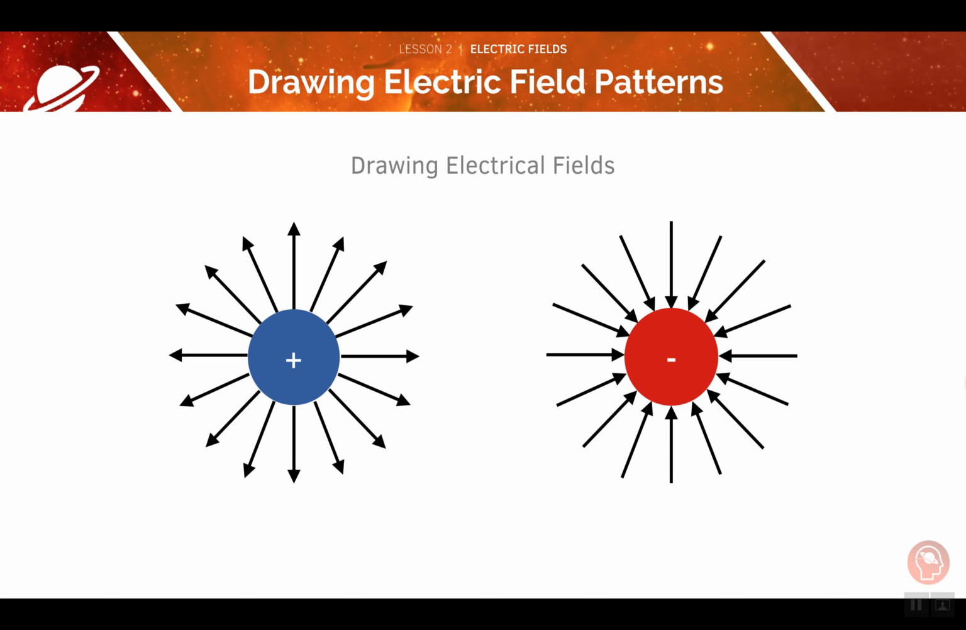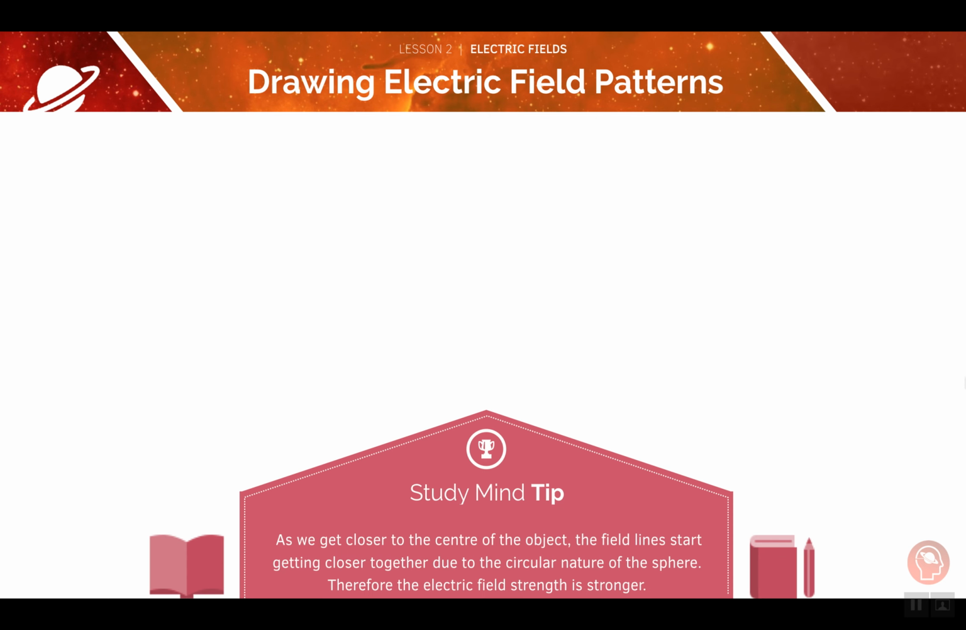As you can see here, a positively charged sphere has the field lines pointing away from it, whilst the negatively charged sphere has the field lines pointing towards it. As we get closer to the centre of the object, the field lines start getting closer together due to the circular nature of the sphere. Therefore, the electric field strength is stronger.